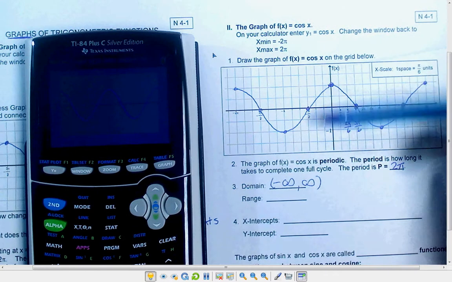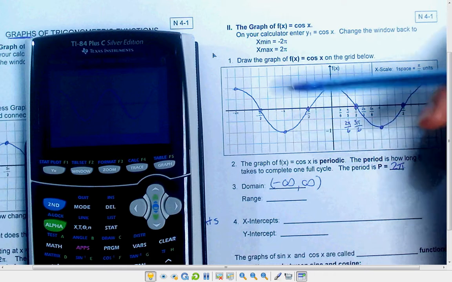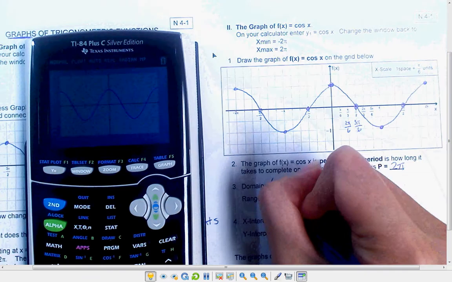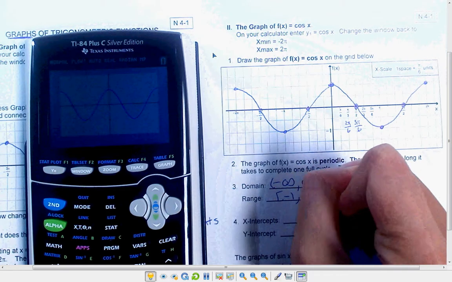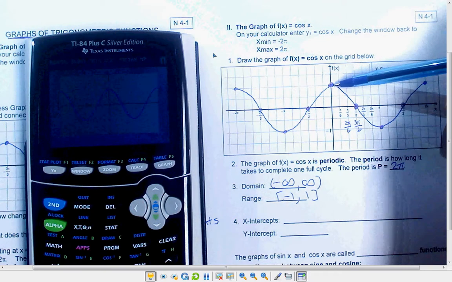Our range, lowest y value is still negative 1. Highest y value is positive 1. So it's from negative 1 to 1. Brackets, because this point is included.